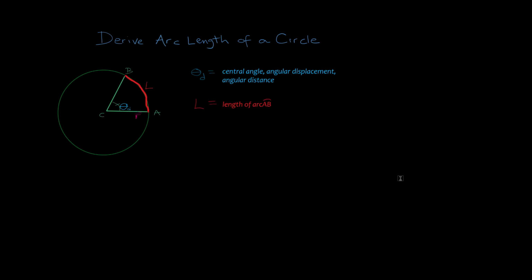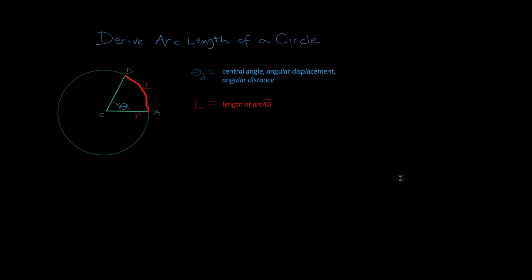Okay, I went ahead and wrote down what theta sub d and L were. Once again, theta sub d is the central angle, or angular displacement, or angular distance, and L is the arc length, or more specifically, the length of arc AB. Anytime I work any type of problem, I like to write down what I know. What does the problem give me? What can I logically infer? These are two questions that I ask myself whenever I work any type of problem.